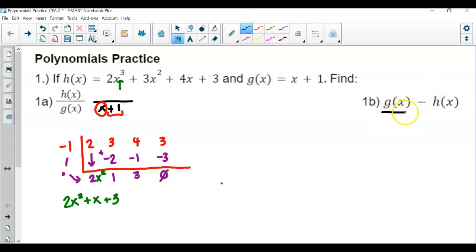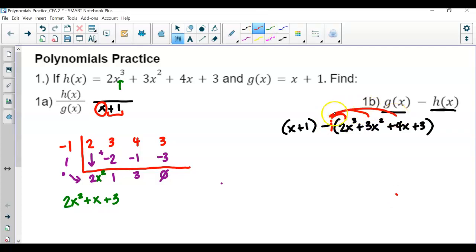Then the next one, notice the operation: we are subtracting. So we're subtracting g of x, which is x plus 1, from h of x, which is our 2x cubed. Then remember, when subtracting, before you start combining like terms, make sure to distribute our negative 1 here to every term. So I'm going to bring down x plus 1, then minus 2x cubed, minus 3x squared, minus 4x minus 3. Notice how what used to be positive is now a negative. Then we can start combining like terms.